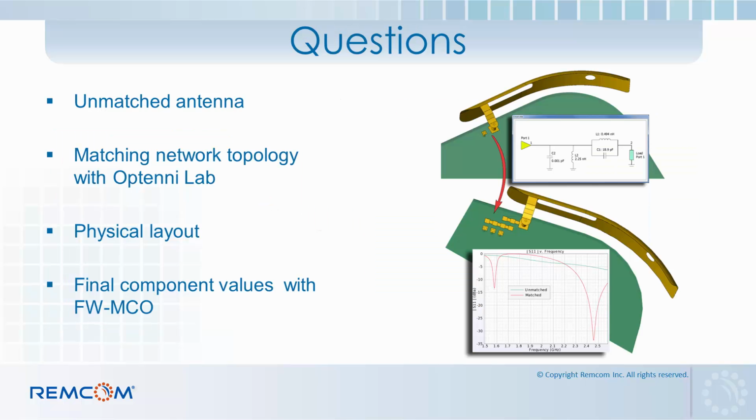We have gone from importing or creating an antenna, an unmatched antenna within XF. We then analyzed it to get S parameters and efficiency. Once we had that unmatched antenna characterized, we then exported that data into Optenni Lab, where we were able to synthesize a matching network topology. Once we had that topology, we were able to physically lay it out, and then we used full wave matching circuit optimization to figure out what those final optimal circuit component values should be in order to get the match that we're looking for in the 2 bands of operation.